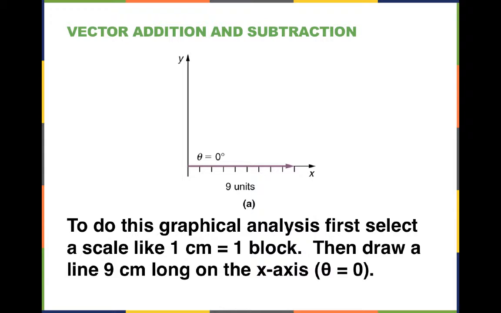So in order to do this, first you have to select a scale on your piece of paper or wherever you're doing your work. An example of a scale would be to say that 1 centimeter on your piece of paper represents 1 block. Then you know that the person initially walked 9 blocks from left to right. You assign a starting point and you walk 9 blocks, or 9 centimeters, along the x-axis. The x-axis is where the angle between the x-axis and the path is equal to 0. And that's the first vector you would draw.